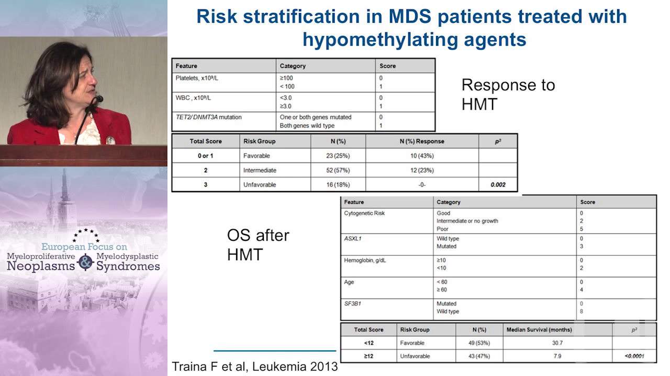And here you have the cytogenetics, once again ASXL1, and you see hemoglobin, age, and SF3B1. So a mixture. This is the work of the group of Cleveland, Fabiola Traina, and they try to set up a score to establish whether, once again, you may have a response or an overall survival. And you see, once again, that these are distinct studies and parameters.